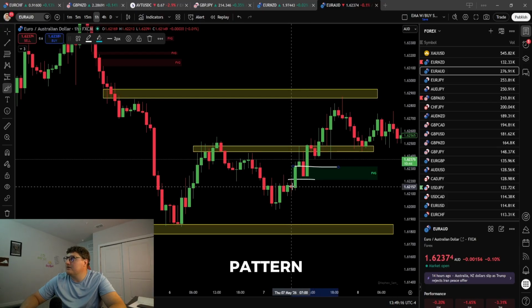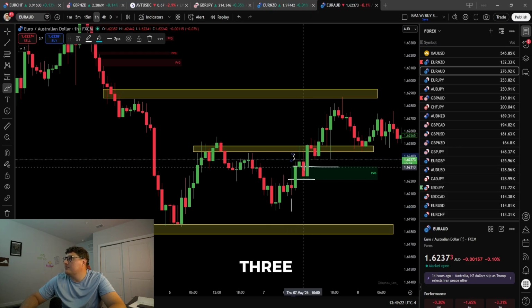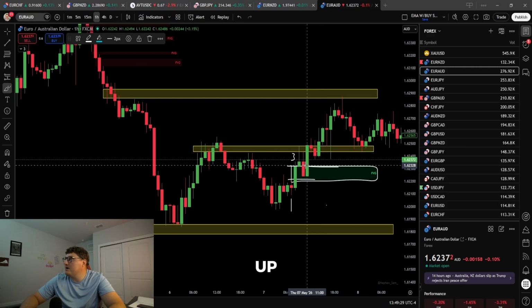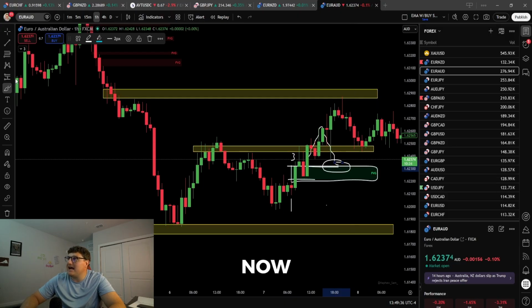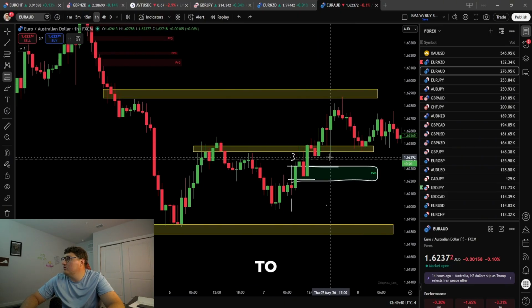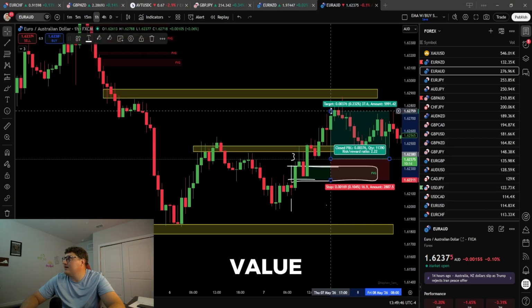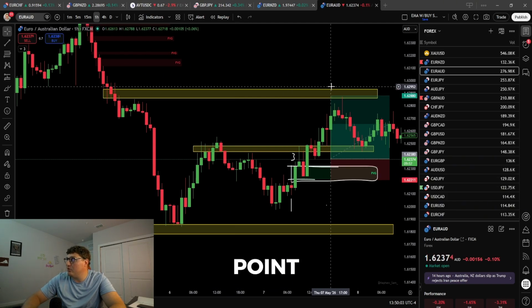So in the three candle pattern, the high of candle number 1 right here and the low of candle number 3 right here was used to create this fair value gap right here. Now we came up and broke structure and came back down to retest the fair value gap, where you could now take a long position if you wanted to right here after the retest. Keep your stop loss right at the fair value gap and take buys toward the high side, again netting you a very good risk to reward ratio, and using the fair value gap, in this case a bullish fair value gap, as a support for your trade to continue to rise up toward our high point, which was up here.